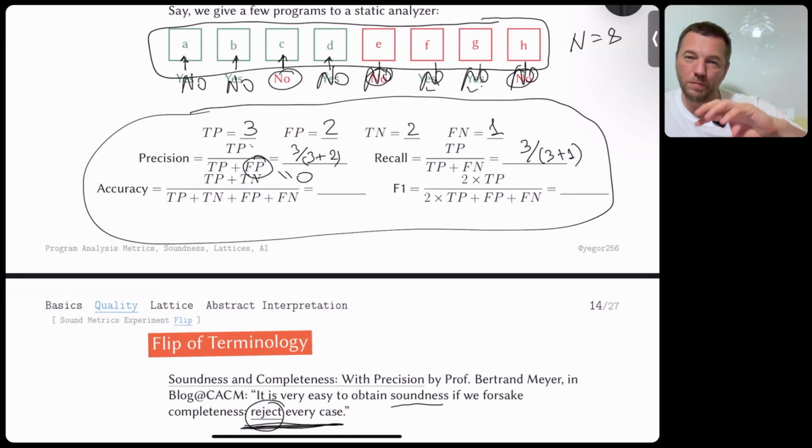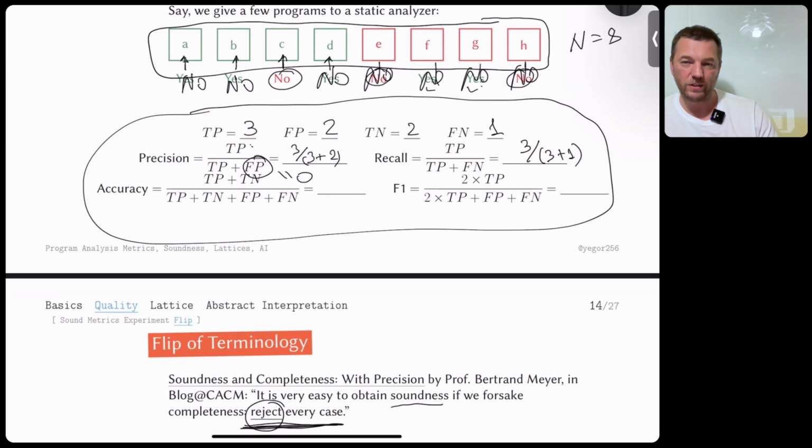So the precision will be defined differently, the recall will be defined differently, all the terms will be flipped upside down. So in this case, the soundness will be calculated using the opposite formula, and likewise the precision and the recall. All these true positive, true negative, they will switch places. So don't be confused. That's my point.